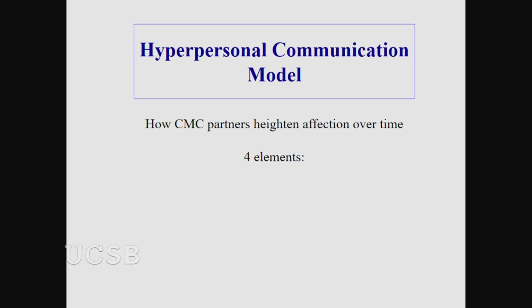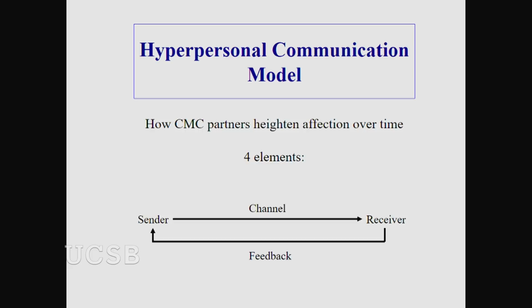It's a model that tries to explain how people using CMC, or computer-mediated communication, develop heightened affection for one another over time. And there's four basic elements to the model. And the four basic elements are the four basic elements you would see in any model of communication. They're just kind of twisted a little bit in ways that happen when we go online using text-based communication. So the basic elements are the sender, the receiver, the channel, and the feedback. This is how we always talk about communication. But the question is, what happens to each of these elements once they go online?